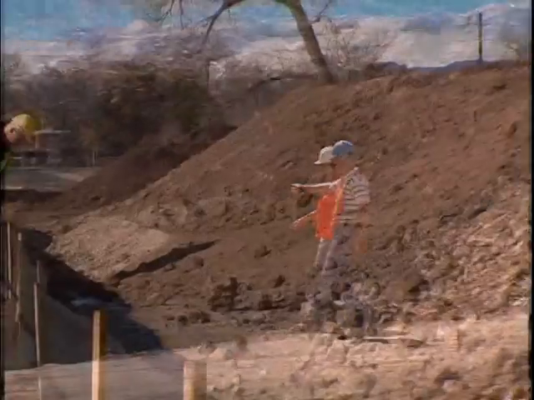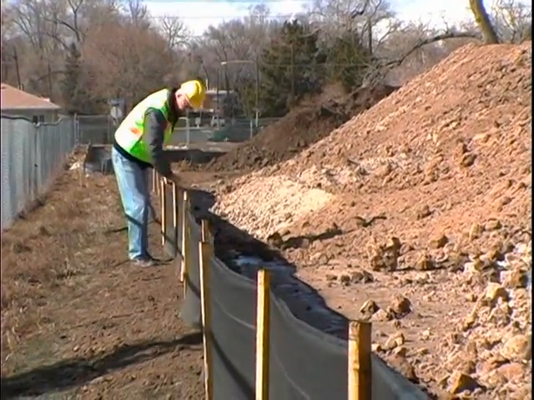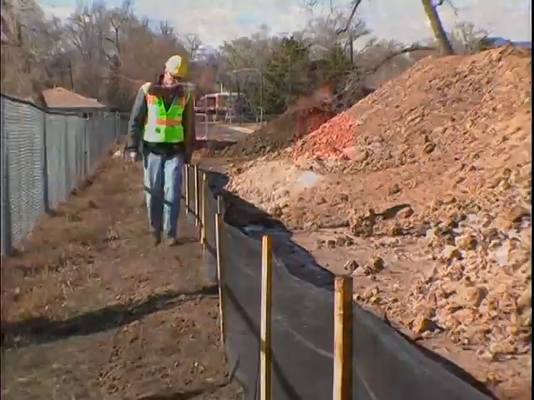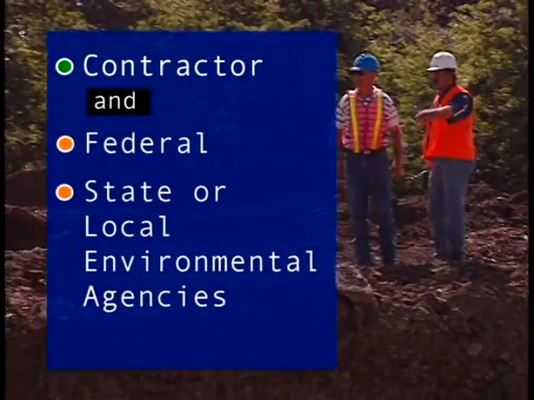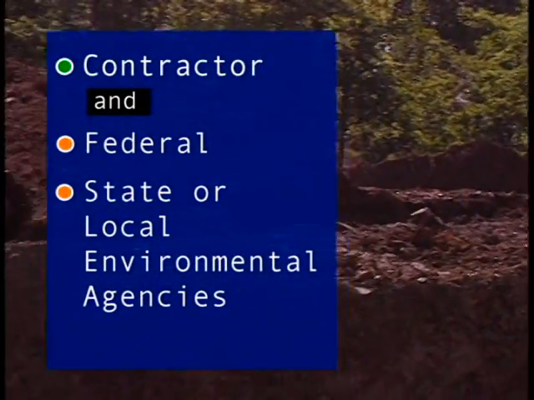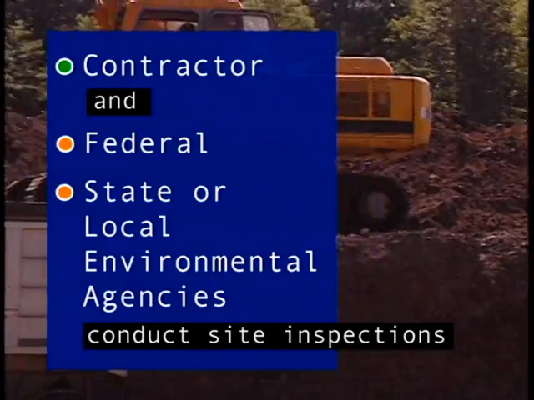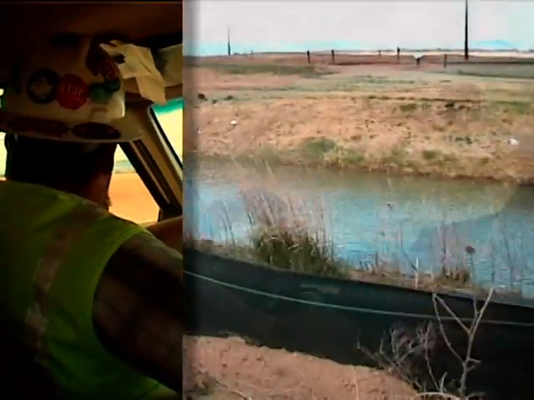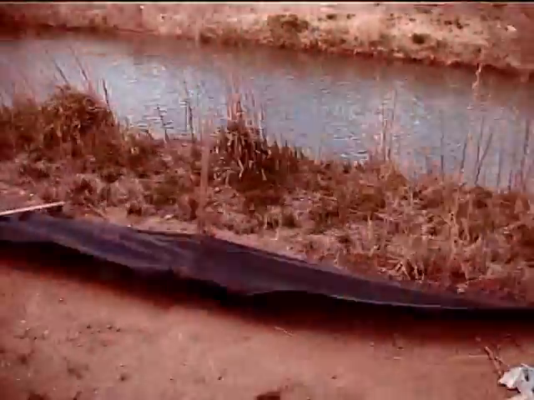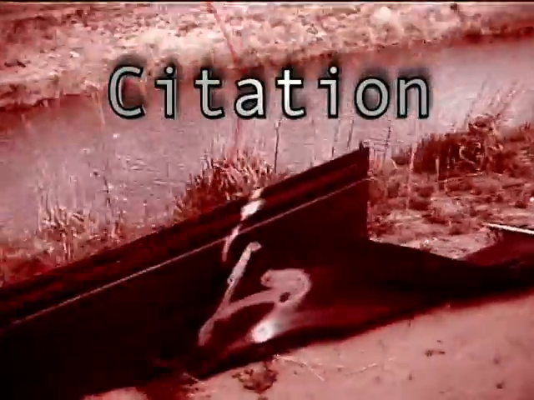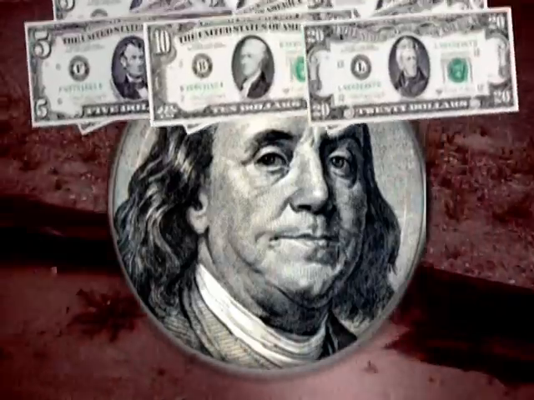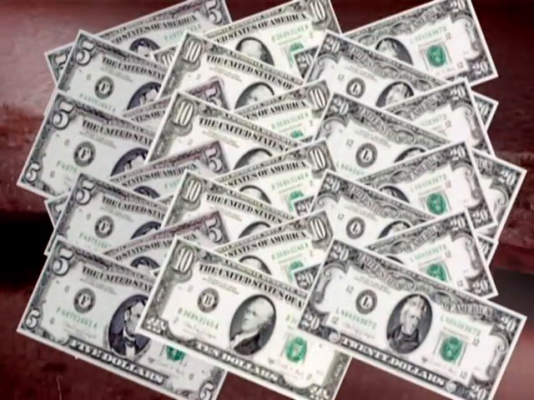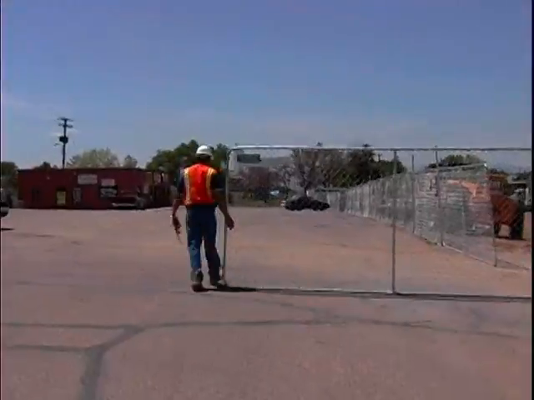Every job site must be regularly inspected for compliance with the conditions of its permit and stormwater plan. Both the contractor and federal, state, or local environmental agencies conduct site inspections. If a regulatory agency inspector discovers the problem first, it can become more than just a maintenance issue. It can become a citation, a notice of violation, or even a monetary fine. Those fines can reach tens of thousands of dollars, and repeated violations can result in job site closure.